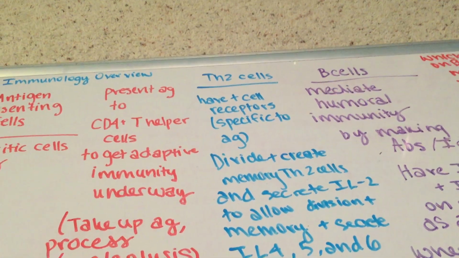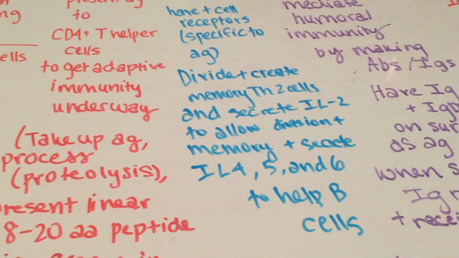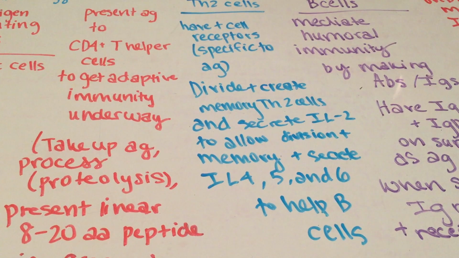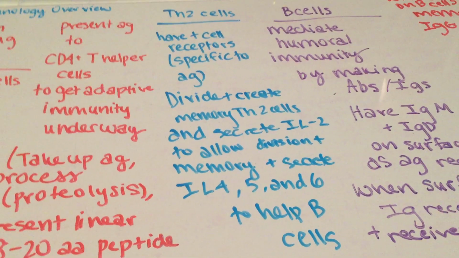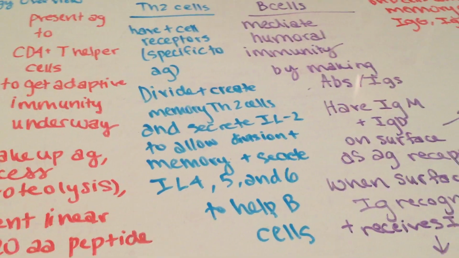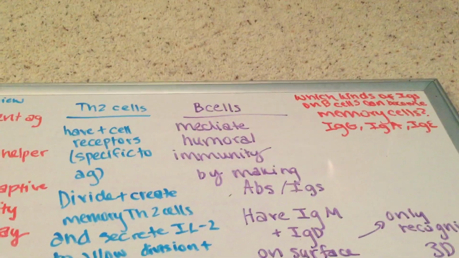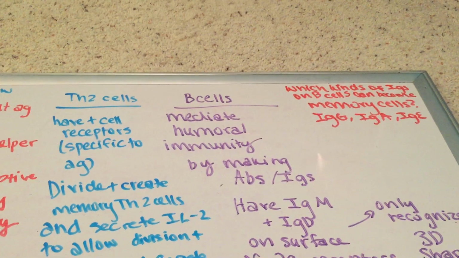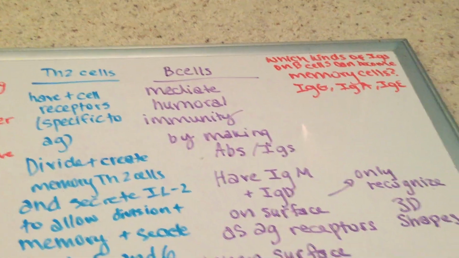So then the TH2 cells have T cell receptors which are specific to each antigen, and they divide and create memory TH2 cells, and they secrete IL-2, which allows for division and memory, and they secrete IL-4, 5, and 6 to help B cells. So B cells mediate humoral immunity by making the antibodies, otherwise known as the Igs.